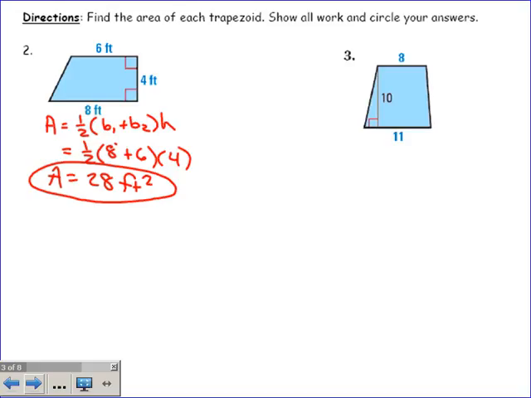Okay. Number 3. What shape is this? What shape is it, Justin? It's a trapezoid. You're right. Good job. What's the formula for area of a trapezoid?